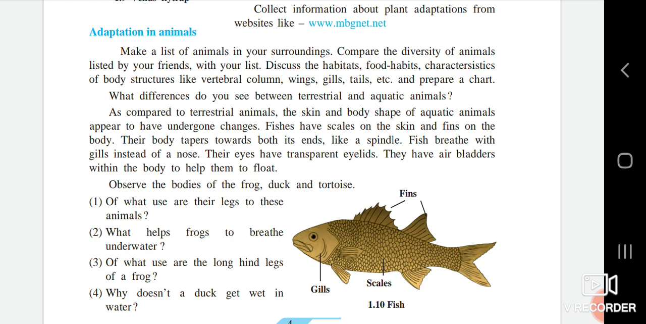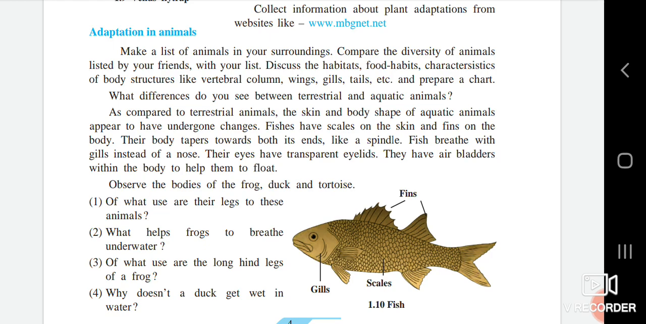water. Fish breathe with the help of gills instead of a nose. Now you have to remember this point. We breathe with the help of the nose. Why? Because we are living on the land and not in water. But fish live in water, so they use their gills to breathe.